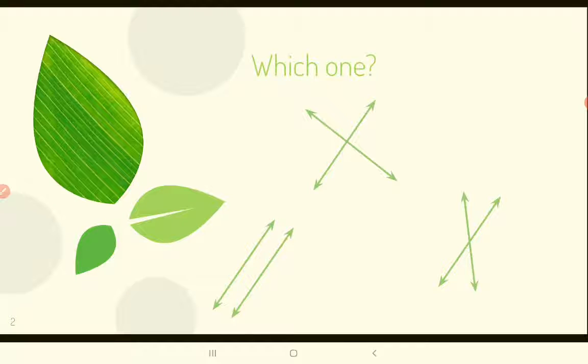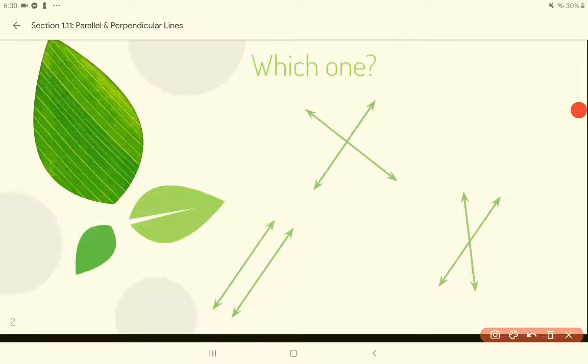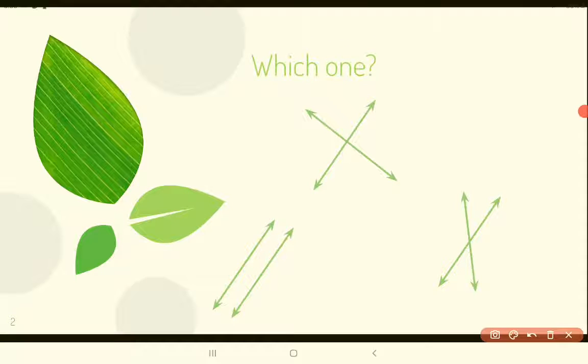First thing, I want you to make sure that you can identify what parallel and perpendicular mean. I'm going to give you just a second. Think in your head, which one of these three pairs of lines, 1, 2, or 3, are parallel? Hopefully you said number 1. These are your parallel lines. What do I know about parallel lines? Well, they never touch. They never intersect.